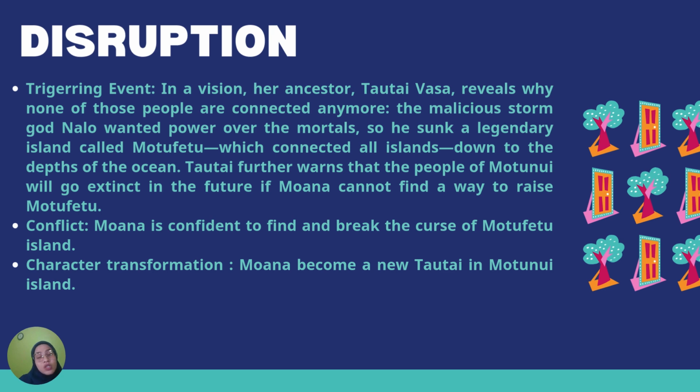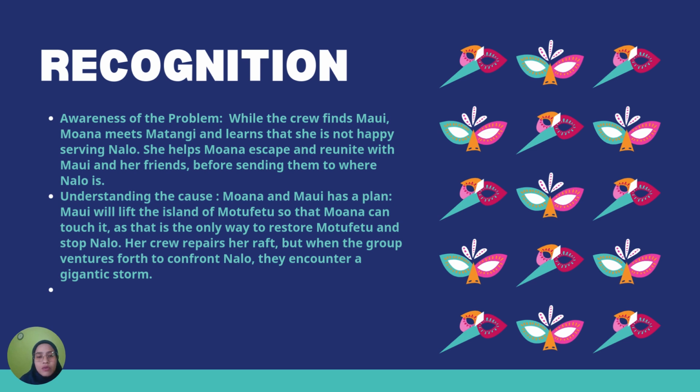She has the responsibility to find a new way to connect people through the ocean. And that's the second stage of the structure of narrative text. Now we go to the next stage, which we call recognition. Recognition means that after the disruption, the problem appears, and in recognition we find why the problem appeared and how to find the solution of the problem.